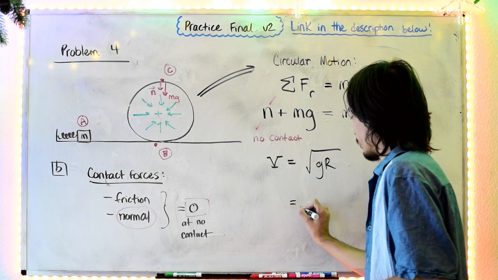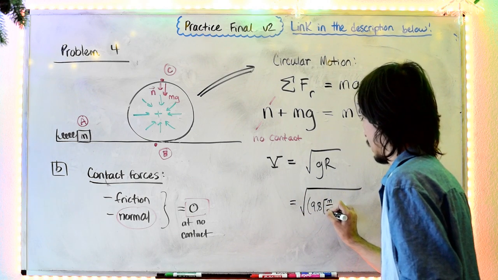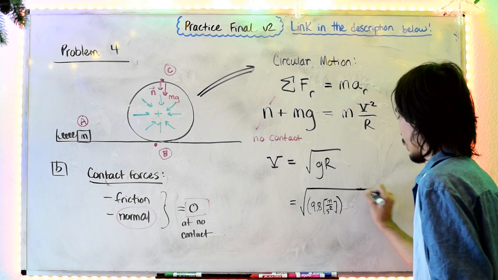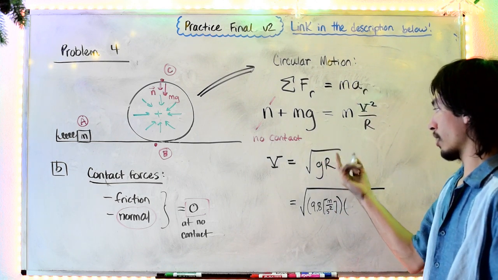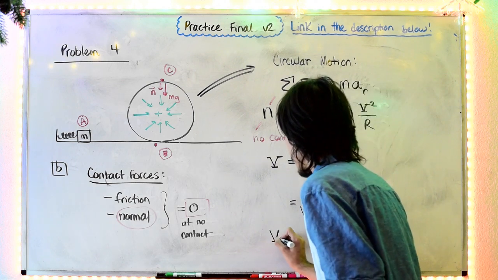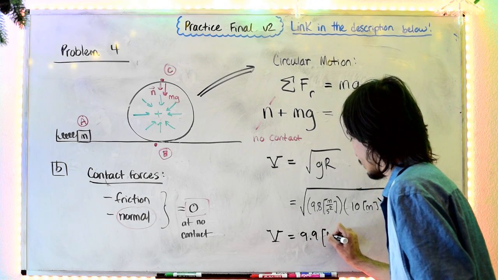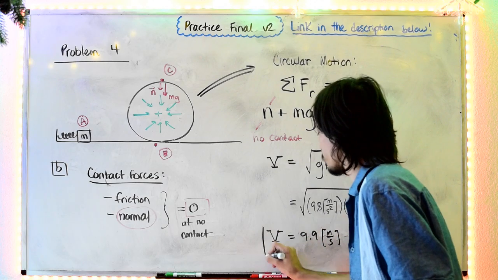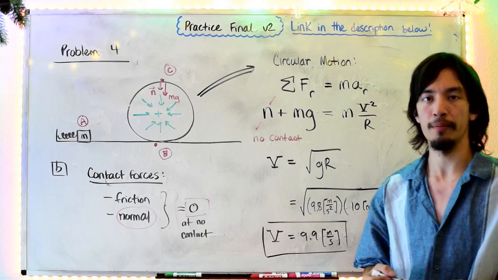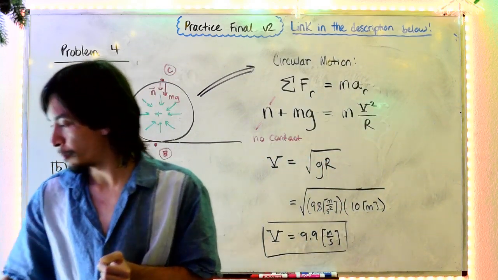From here, plug it in, 9.8, and the radius. The radius is given 10 meters, and you'll find that this speed is 9.9 meters per second. So that will get us the minimum speed to get through the top.